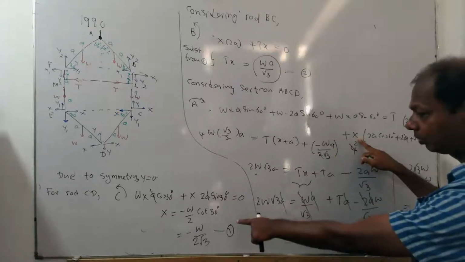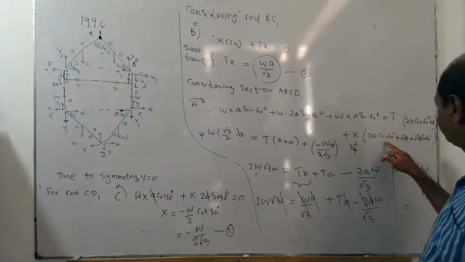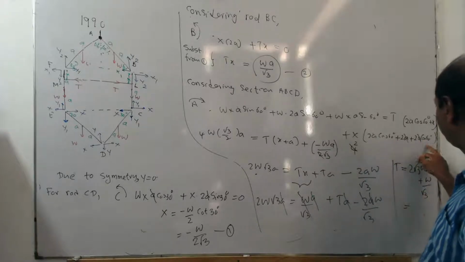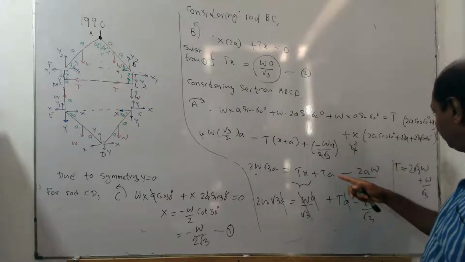Putting minus W over 2 root 3, A over 2 plus 60, 1, 1, 4, right, 2W over root 3.